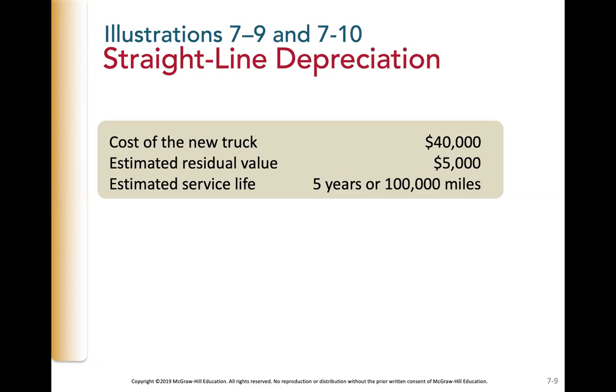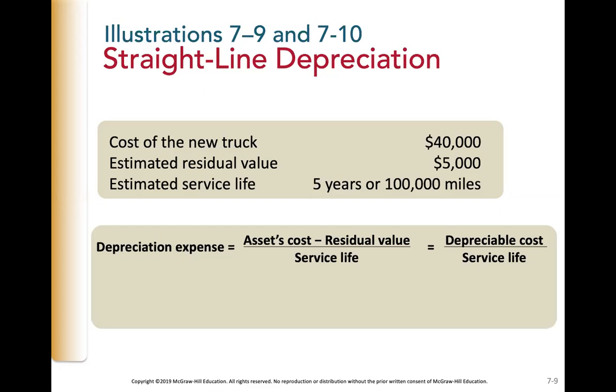So for example, we have a truck that costs us $40,000. Its estimated residual value is $5,000. And its estimated service life is 5 years or 100,000 miles. Don't worry about the 100,000 miles right now. We'll get to that when we get to the activity based. Right now, just focus on the years.